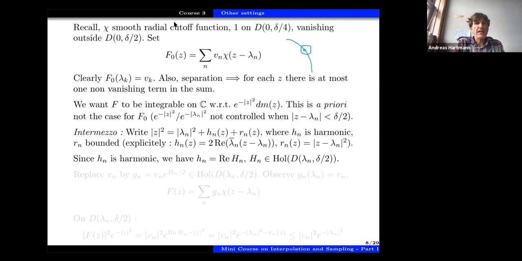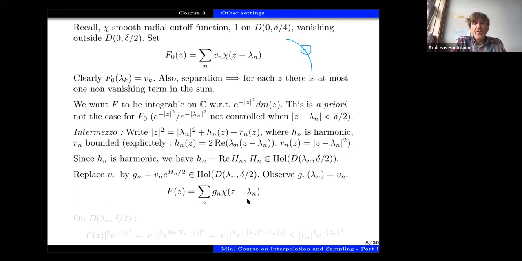The idea now is to replace Vn in F0. We had Vn here, and instead of picking Vn, I will choose Gn, which is Vn e to the Hn over 2. So Hn is essentially this function. And if you compute this function in lambda n, well, it's 0. So this exponential will be 0. So Gn is Vn in lambda n. So I can put the Gn here. And again, this interpolates as it should.